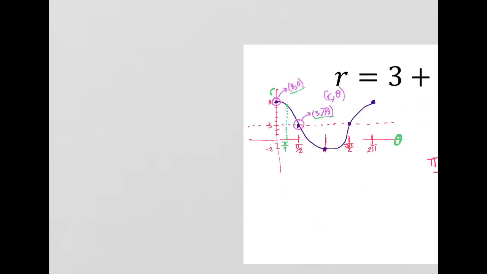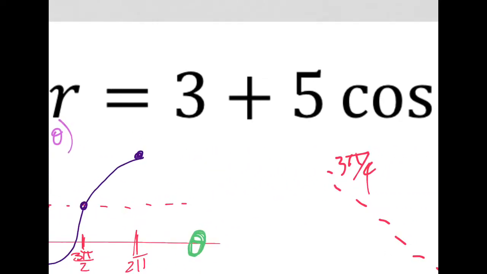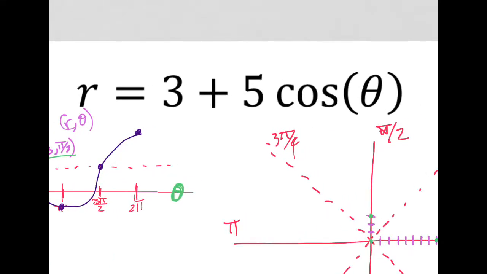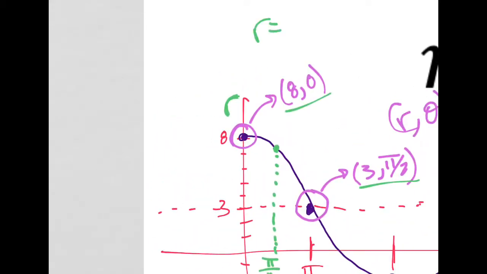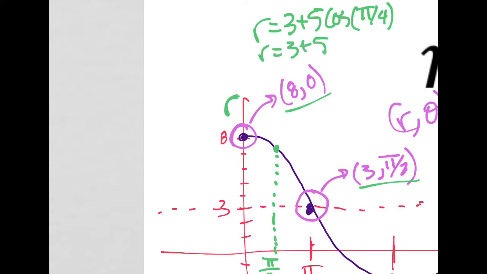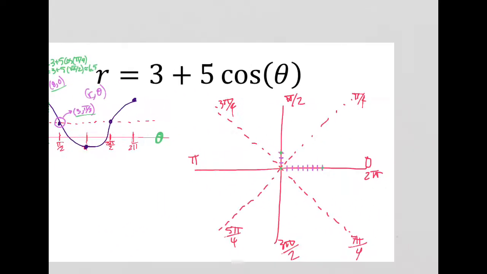So here we have the point when our angle is pi over 4, and let's figure out what our radius is. To do so, we're just going to use this equation. We're going to plug in our angle of pi over 4 and see what r value we get. R equals 3 plus 5 times the cosine of pi over 4, which we can simplify a little bit by hand. What's the cosine of pi over 4? Well, it is the square root of 2 over 2. And if you calculate that out, you get roughly 6.5, and we're going to use that as an approximate value.